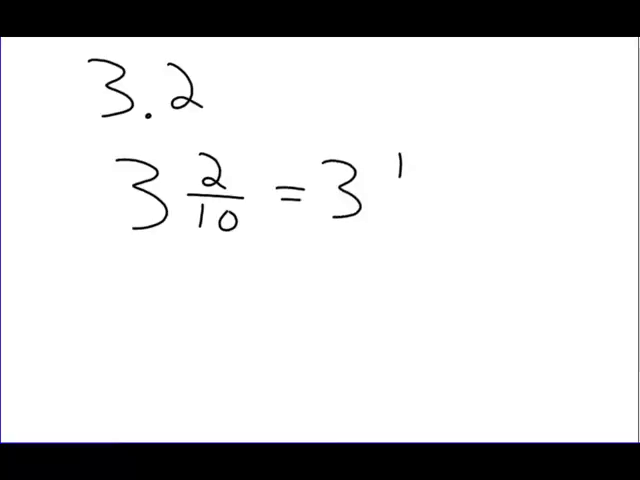Try this one. 3.2. Let's convert that to a fraction. Press pause. Give it a try. Let's see how you did. The 3 is the whole number. The 2 is in the tenths place. So this would be 3 and 2 tenths. But this one will reduce. This will reduce to 3 and 1/5. After you convert, you always look to see if it will reduce. So this will be our final answer.